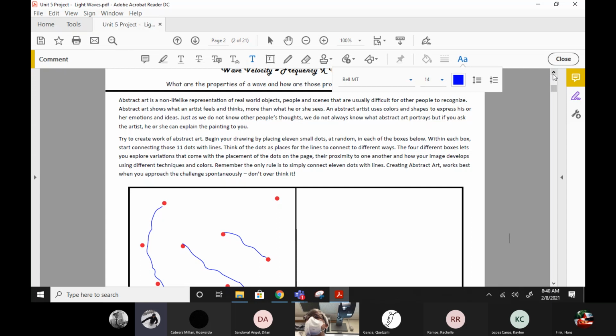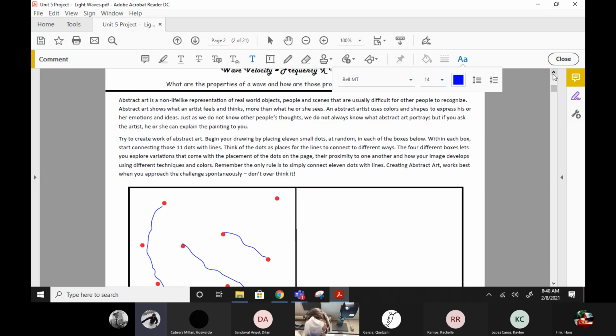An abstract artist uses color and shape to express his or her emotions and ideas. Just as we do not know other people's thoughts, we do not always know what abstract art portrays. But if you ask the artist, he or she can explain the painting to you. Try to create a work of abstract art.